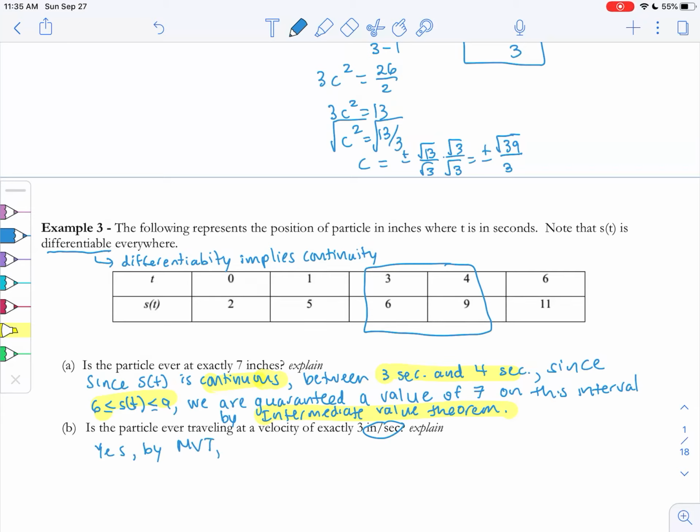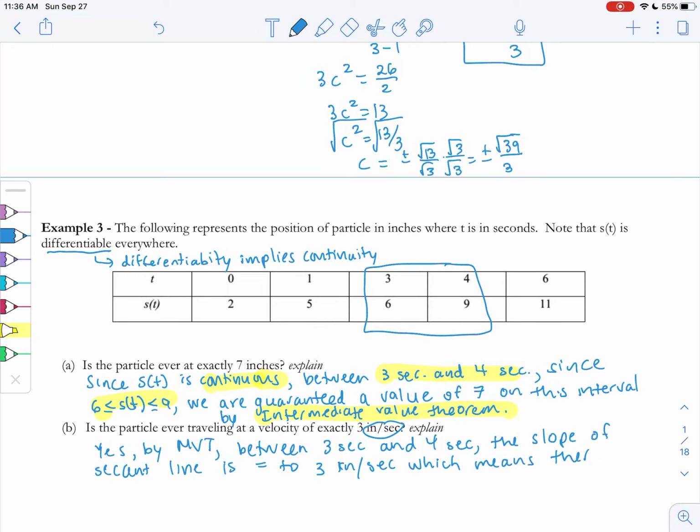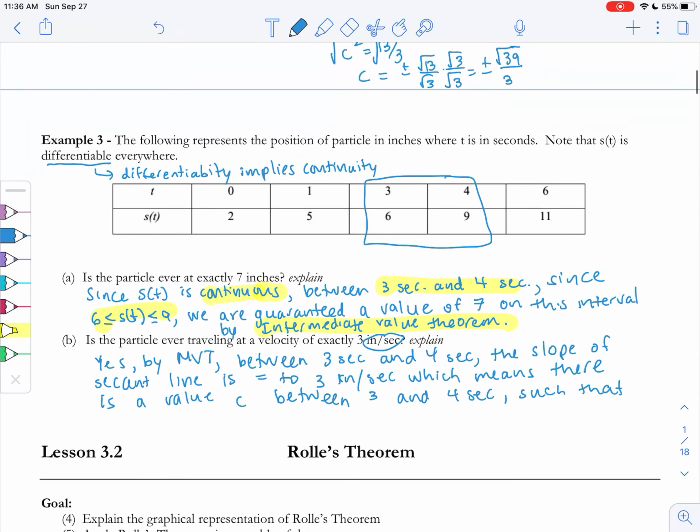by MVT, between 3 seconds and 4 seconds, the slope of the secant line is equal to 3 inches per second, which means there is a value C between 3 and 4 seconds such that the derivative of s of t is equal to 3.